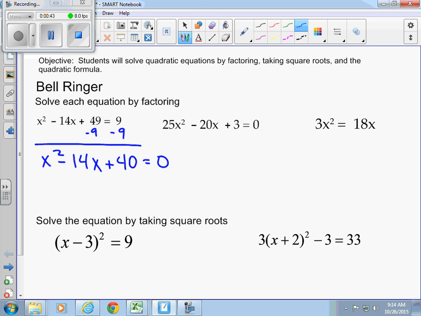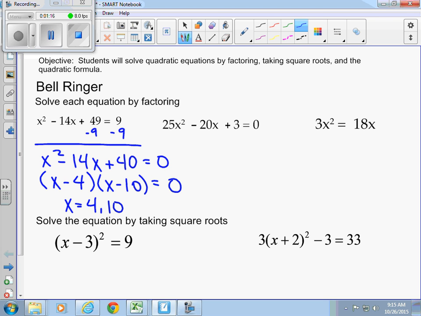Now, what are the factors of 40 that add to give me 14? 4 and 10. Does everyone agree? 4 and 10 multiply to give you 40. And -4 and -10 add to give you -14. Very good. The next one is the hardest of the factoring cases.